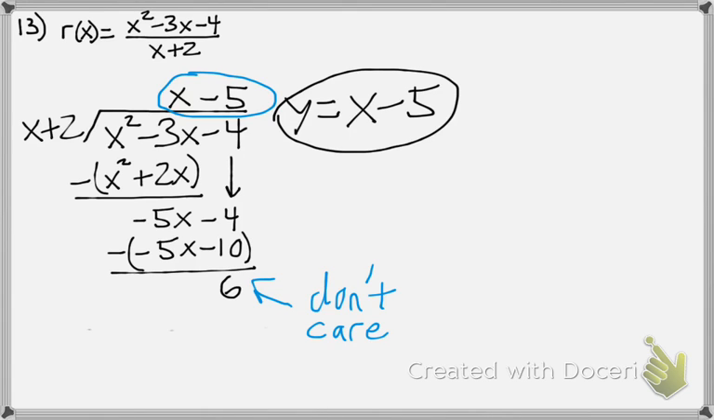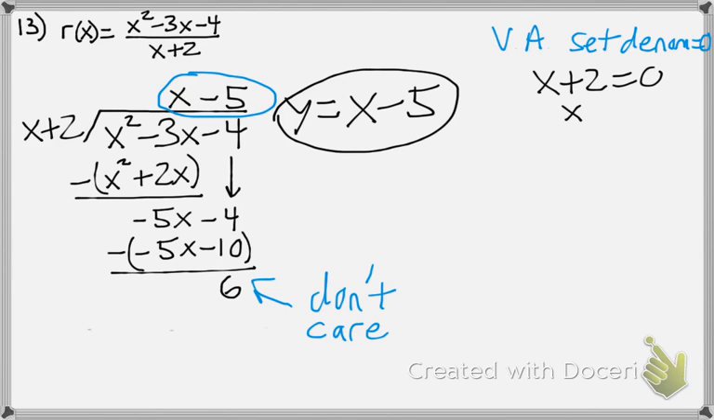Now, they also want us to find the vertical asymptote. So again, to do that, you would set the denominator equal to 0. So I have x plus 2 is equal to 0, or x is equal to negative 2. So these are the two asymptotes that they want us to graph. We have the diagonal asymptote at x minus 5, and the vertical asymptote at x is equal to negative 2.